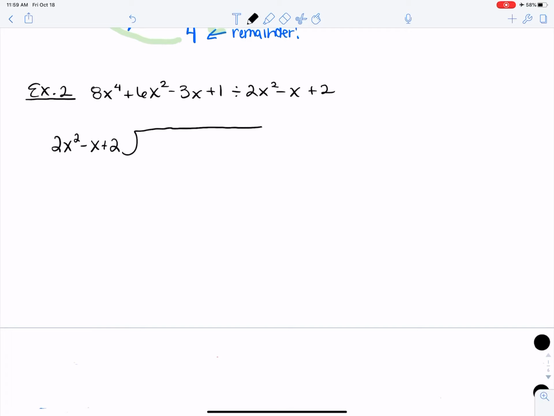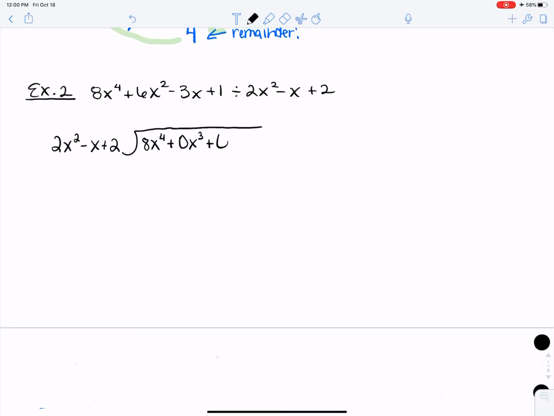And our dividend is 8x to the 4th. Wait a minute. We got to make sure we have the right degrees. They got to go in decreasing order. So 8x to the 4th plus 0x cubed. You cannot miss any degrees. They got to be all there, so that when we add or subtract, and also when we put it on top, it has a correct column to go in.